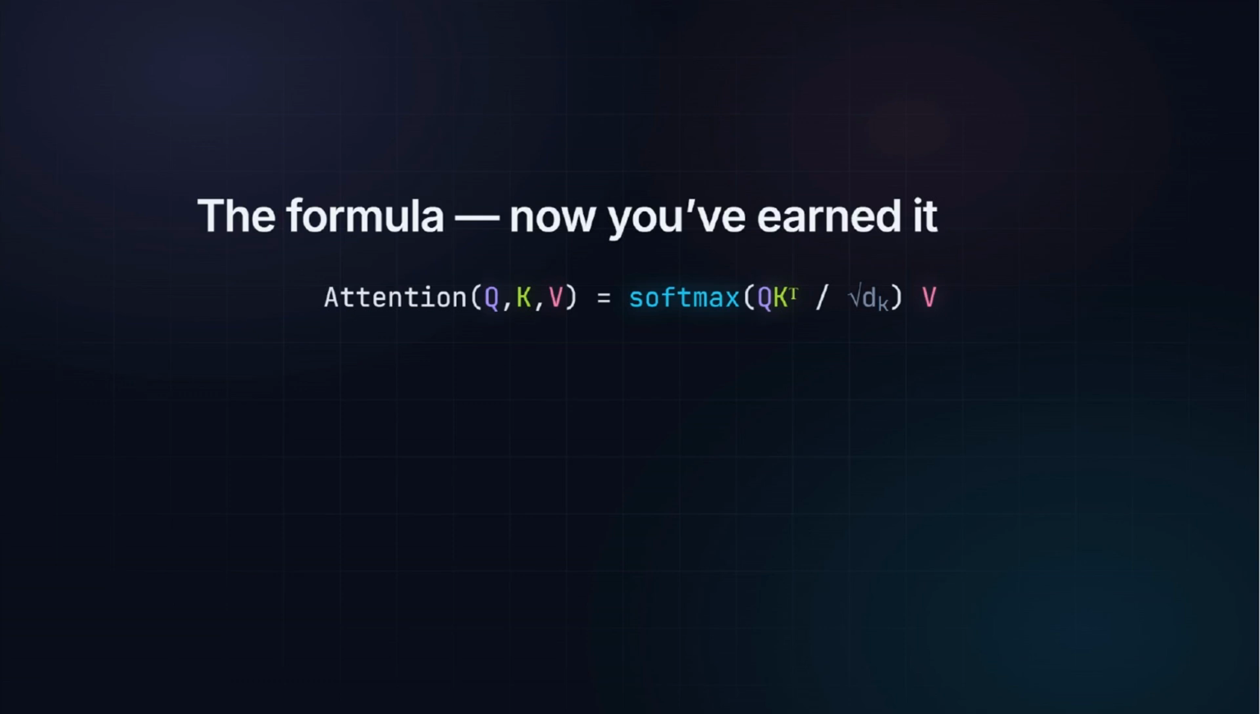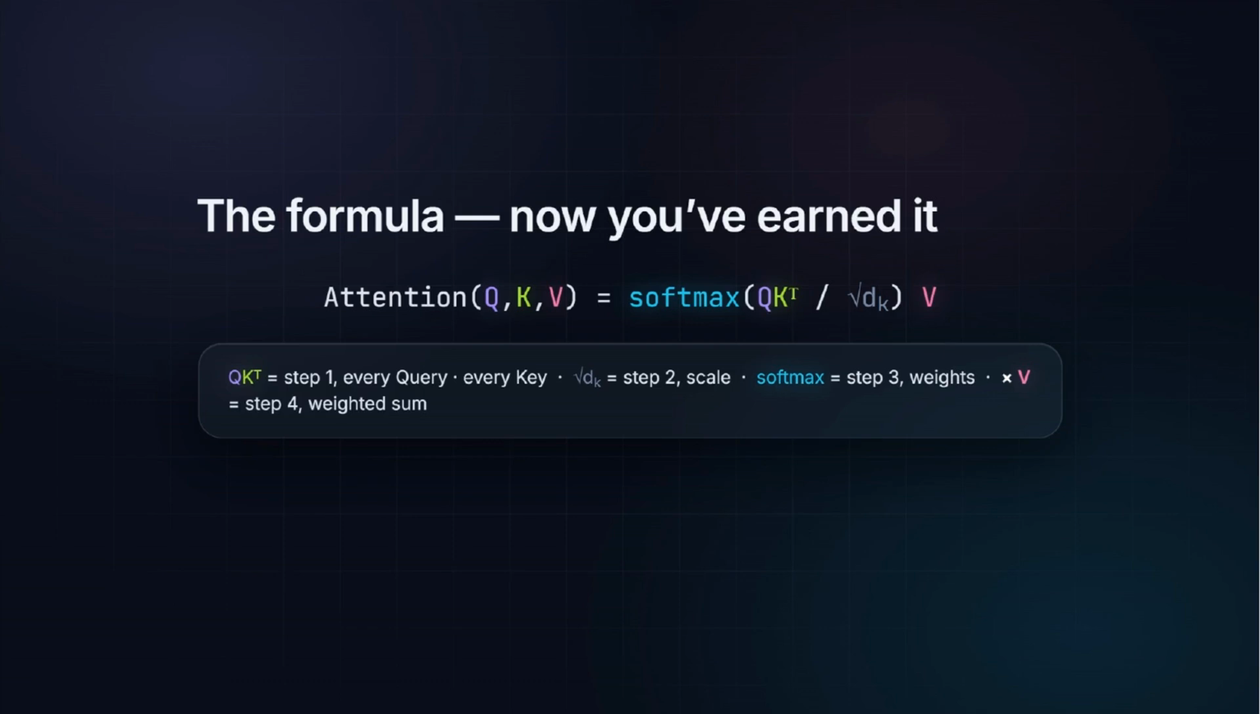Here it is, the famous attention formula, the one at the heart of the transformer paper. Attention of Q, K, V equals softmax of QK transpose over root dk, times V. And you've earned every symbol.